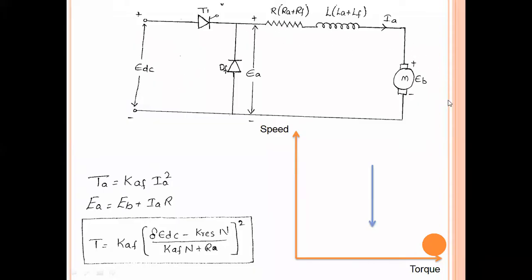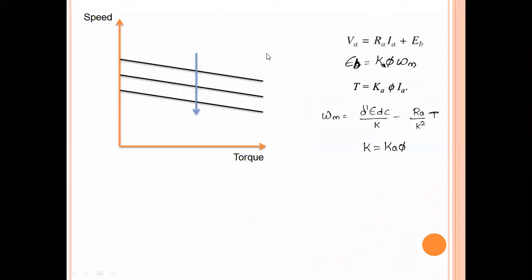You can see there is no separately excited winding; the field winding is connected in series with the armature only. So the total resistance will be RA plus RF, the total inductance will be LA plus LF, and the motor back EMF will be EB. The circuit is the same: a single thyristor and a freewheeling diode, with a DC supply here. So the operation is very similar to the separately excited DC motor. When the thyristor T1 is on and then off, freewheeling action takes place through the freewheeling diode. So the operation is the same.